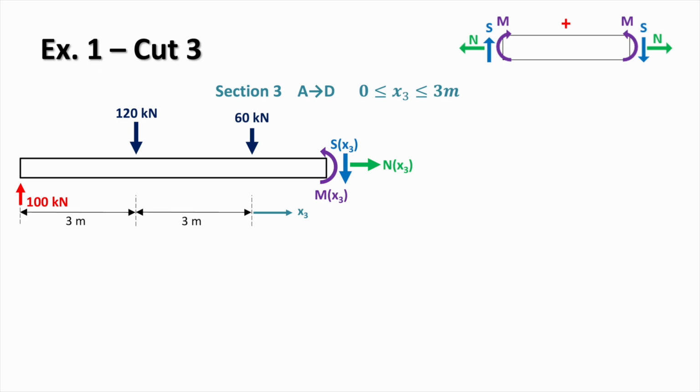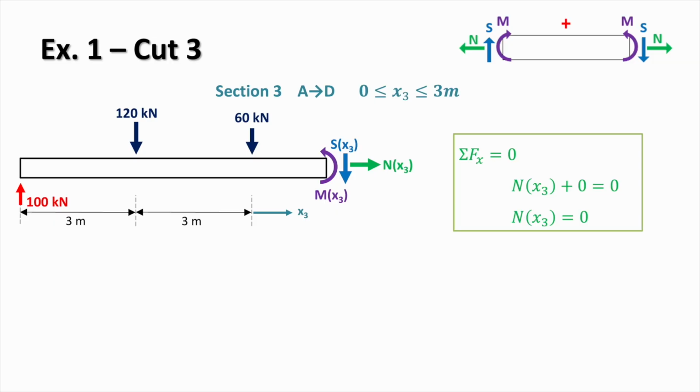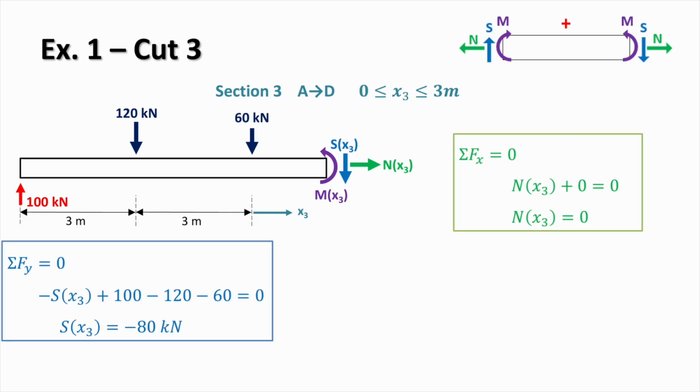After exposing the internal forces, we can now apply equilibrium to find the internal forces. Once again, starting with the sum of forces in x, we find that the axial force is 0 in this region as well. Looking at vertical equilibrium, we have minus S plus 100, minus 120, and now also minus 60. All that has to equal 0. So the shear force in this section works out as minus 80 kilonewtons.